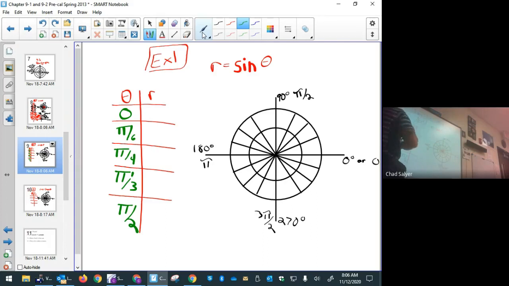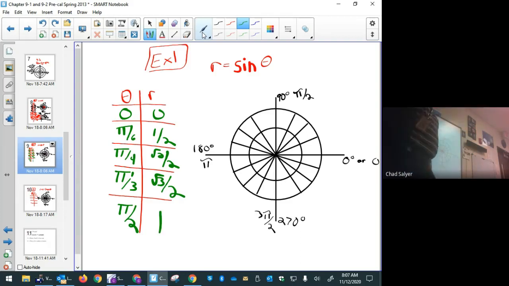What is the sine of 0? 0. Good. What's the sine of pi over 6? 1/2. Excellent. What's the sine of pi over 4? Radical 2 over 2. That's what I'm talking about. What's the sine of pi over 3? Radical 3 over 2. Very good. And then what about the sine of pi over 2?